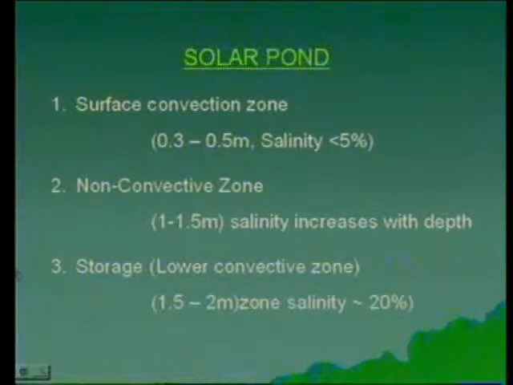increases with depth. The third one is nothing but the storage. It's a lower convective zone. It is from 1.5 meters to 2.2 meters from the top surface, where we call it the salinity zone, where the salinity is nearly 20%.